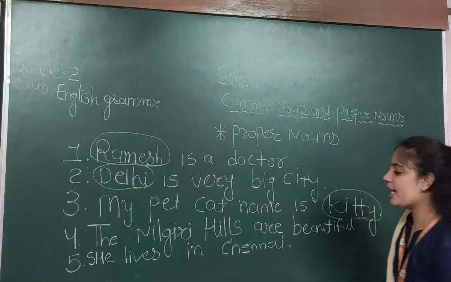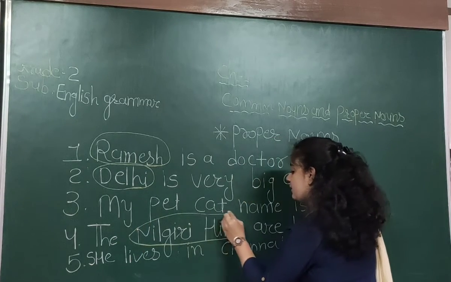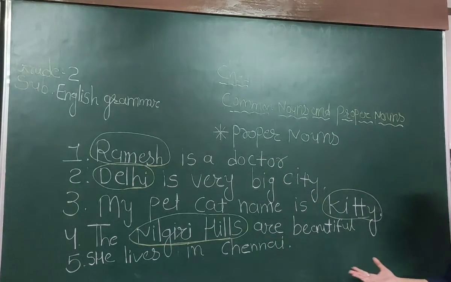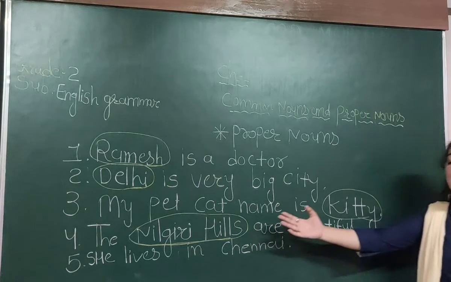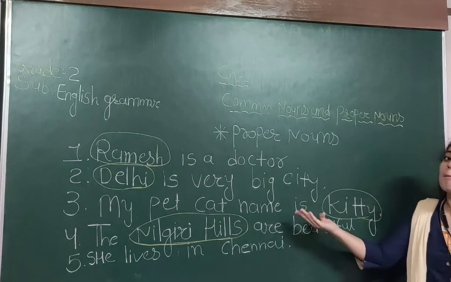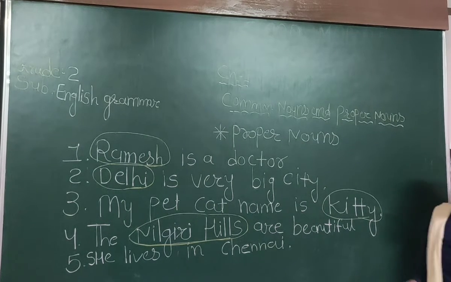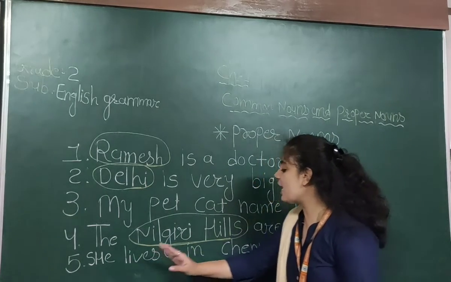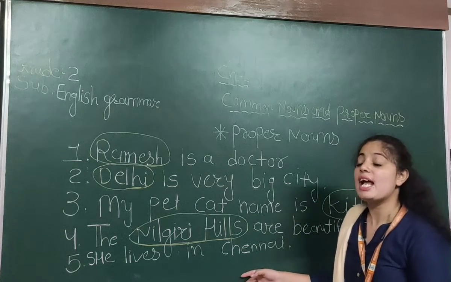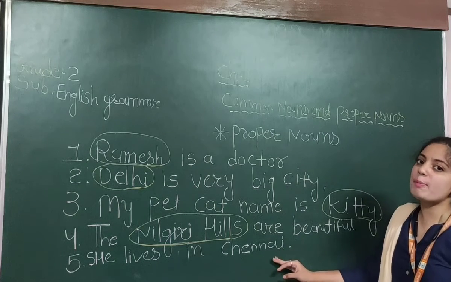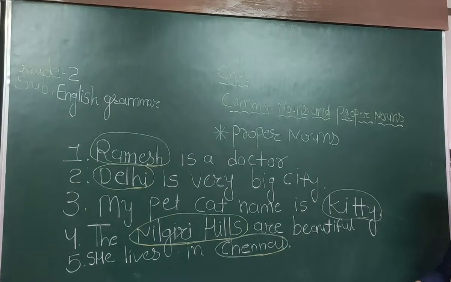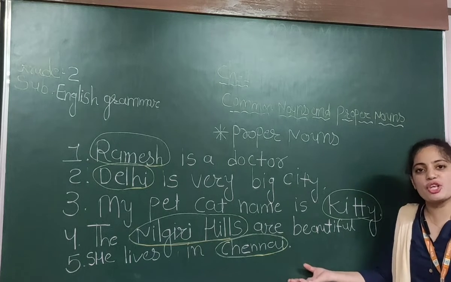Yes, all the students, here Nilgiri hills are what? Proper noun. The Nilgiri hills are beautiful. In that sentence, Nilgiri hills are what? Proper noun, because it is the special name of hills or place. Yes. Number five. She lives in Chennai. Yes, in this sentence, all the students, Chennai is our proper noun. Let's circle it. It is the special name of a city.